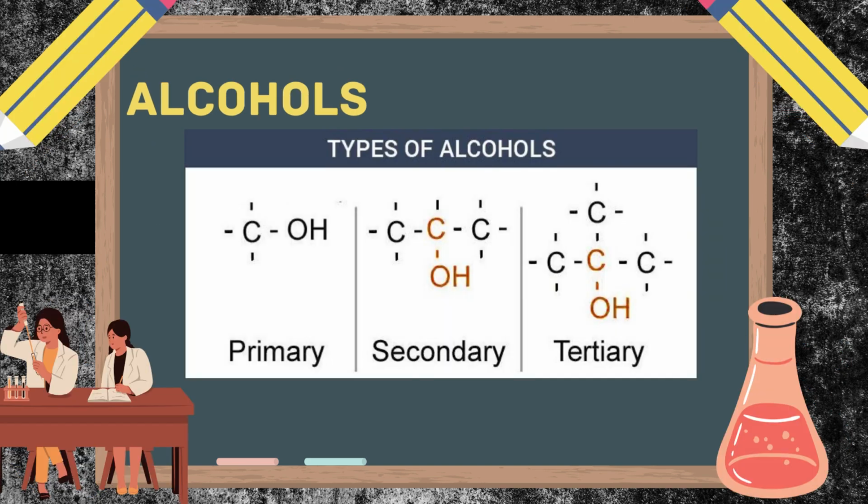There is more to alcohol as there are three types of alcohols: primary, secondary, and tertiary. Primary is when there is no carbon attachment to the carbon atom, it is called primary. Secondary is when the carbon gets attached with two carbon atoms, it is called secondary. And tertiary is when the carbon gets attached to three carbon atoms, it is called tertiary.